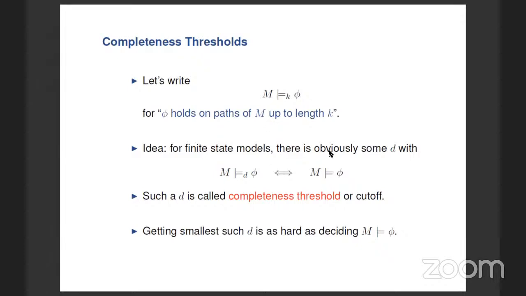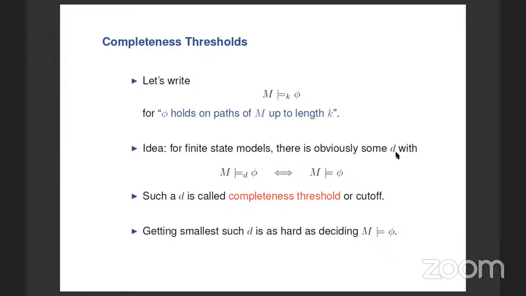Therefore, for finite state models, there is obviously, well, it is not so obvious. The claim is that there is always some finite d after which, if phi is true, that is, you haven't found any counterexample up to that d, then it'll be true for all paths. There will not be any counterexample.